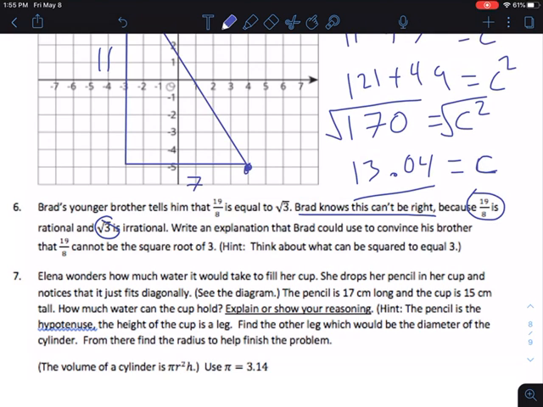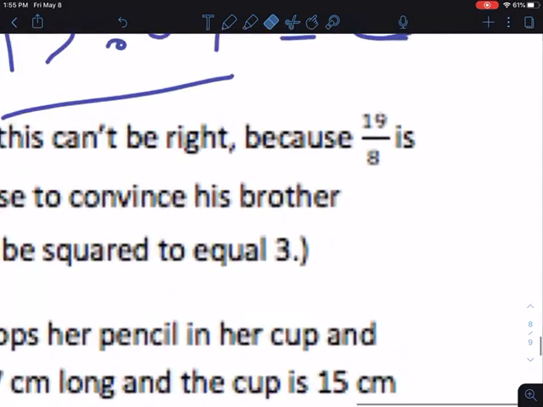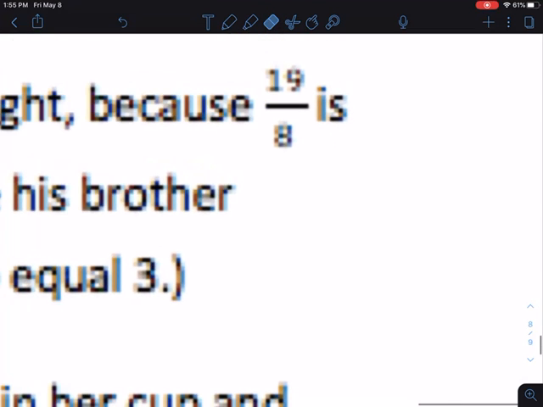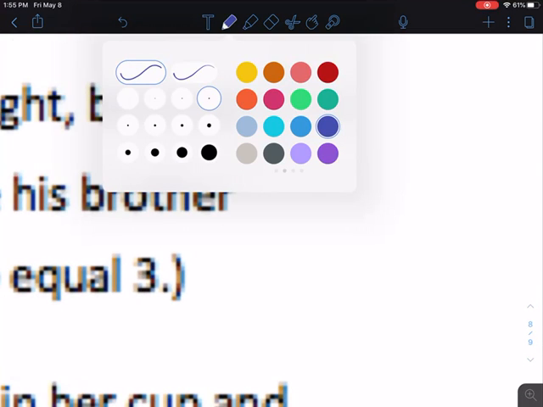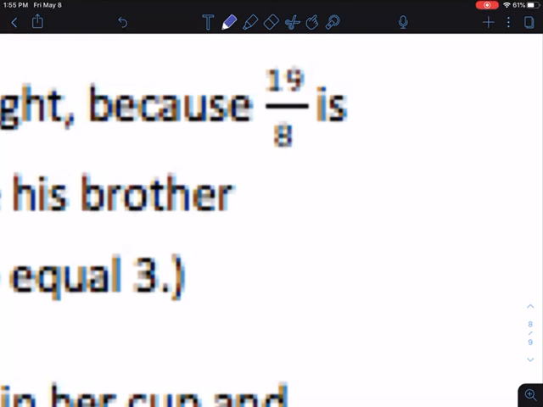He doesn't know what rational numbers and irrational numbers are. So how better could we explain this to Brad's younger brother? I wish I had more space, but I don't. So I'm not going to talk. I will tell you, okay, in this space here. So we know, I'm going to use a smaller pen size. There we go. So we know that 19 over 8 is not equal to root 3.